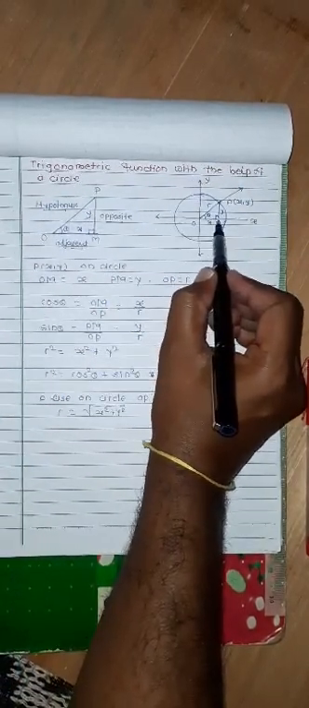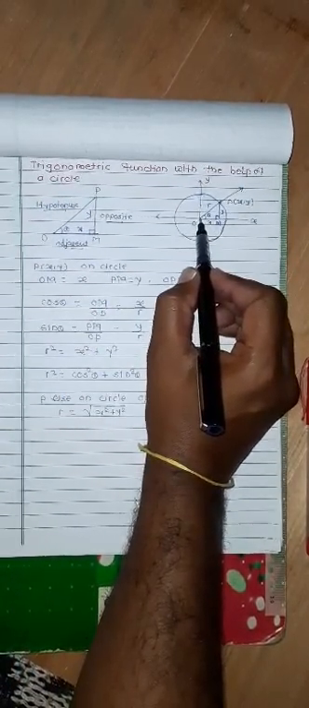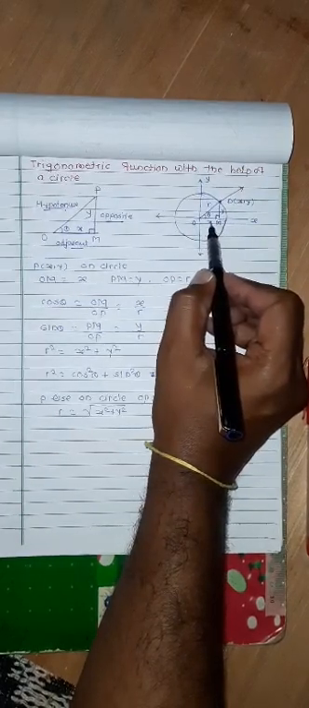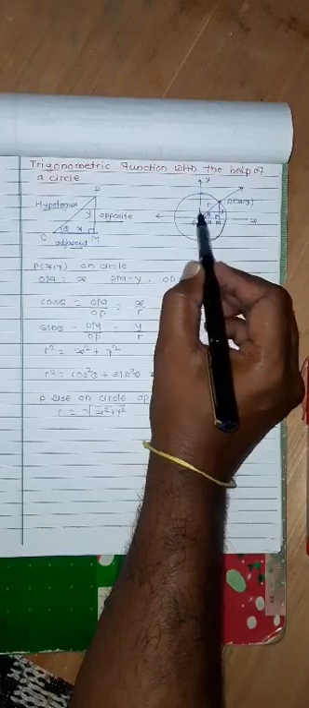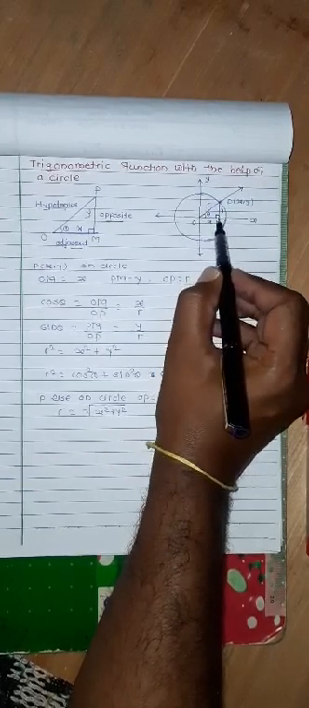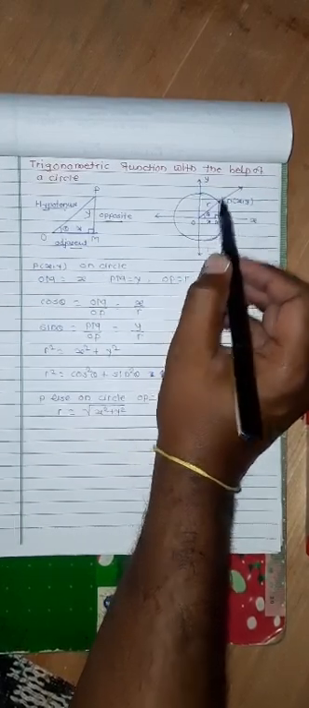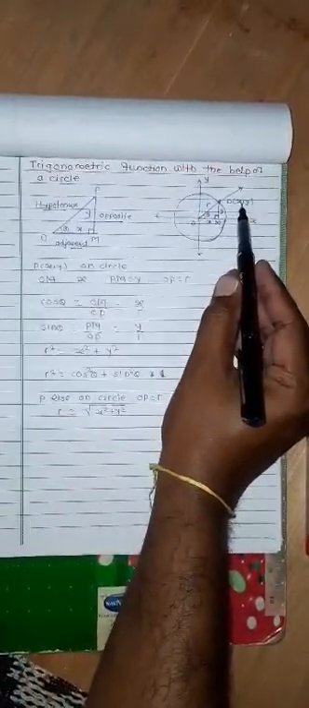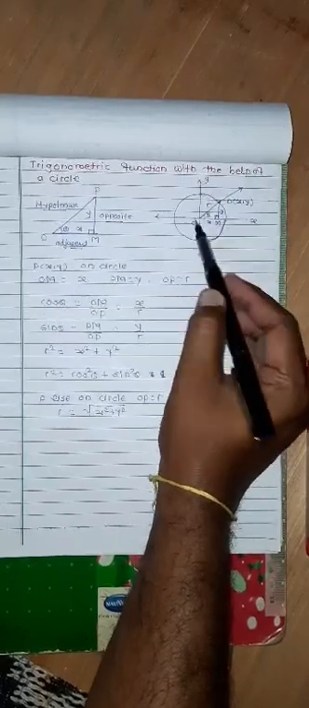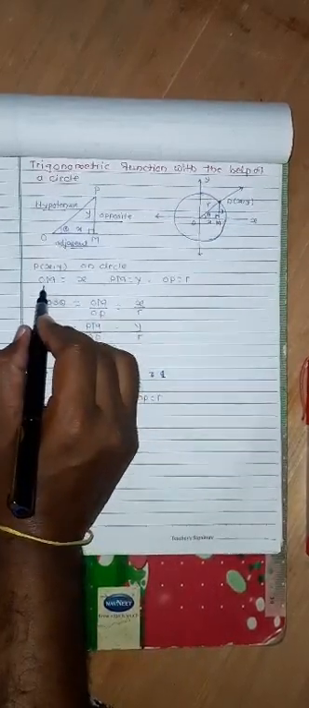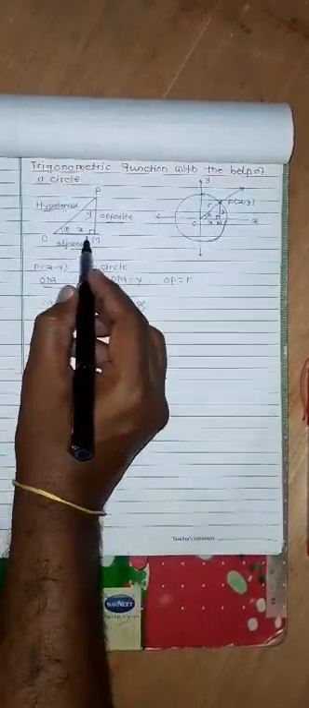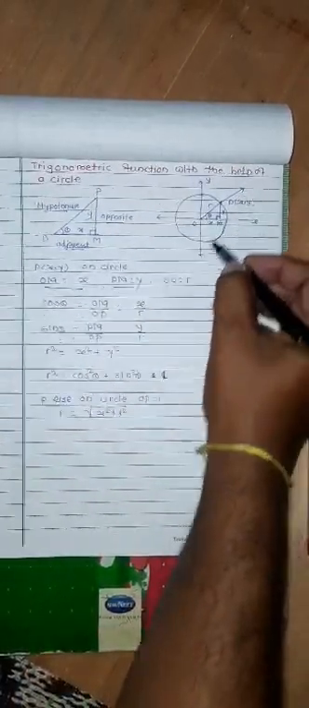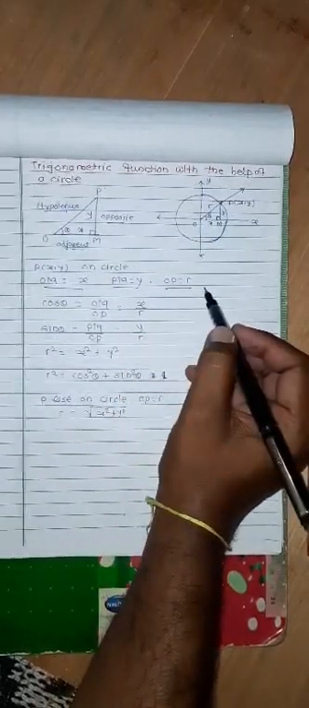A line parallel to the x-axis gives the equation of the x-axis, and a line parallel to the y-axis gives the equation of the y-axis, isn't it? Suppose P is the point and it has the coordinates x, y on the circle. Now OM is equal to x, PM is equal to y, and OP is equal to r, which is the hypotenuse.